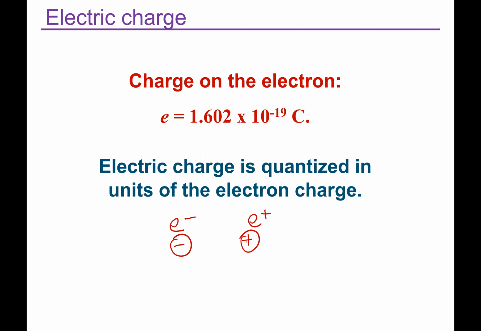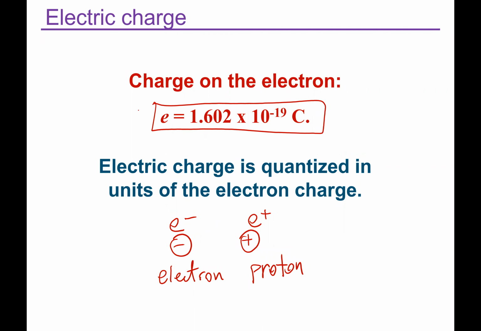Now, the negative one is called the electron, and the positive one is called the proton. In terms of the charge, the magnitude of the charge for each one of them is 1.602 times 10 to the negative 19 Coulomb. This is known as the elementary electric charge, and both the electron and the proton have the same electric charge.